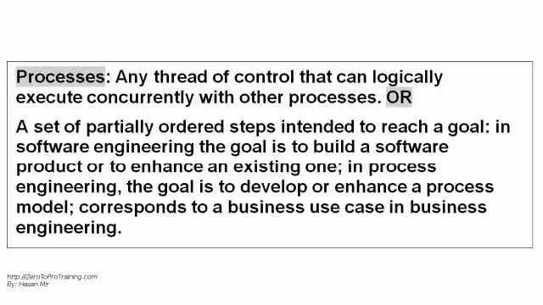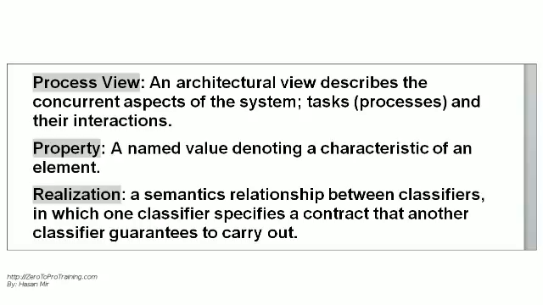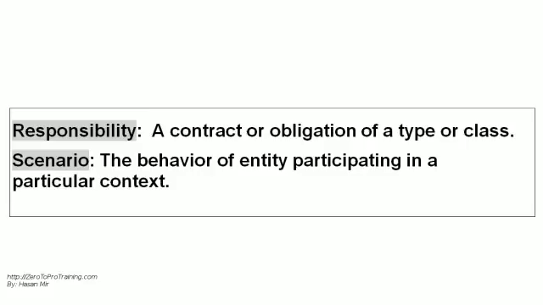business engineering. Next, process view, an architectural view that describes the concurrent aspects of the system: tasks, processes, and their interactions. Property, a named value denoting a characteristic of an element. Realization, a semantic relationship between classifiers, in which one classifier specifies a contract that another classifier guarantees to carry out. Next, responsibility, a contract or obligation of a type or class.